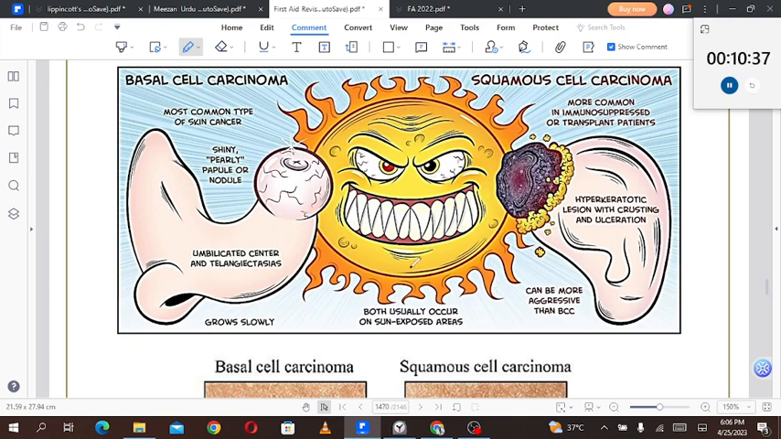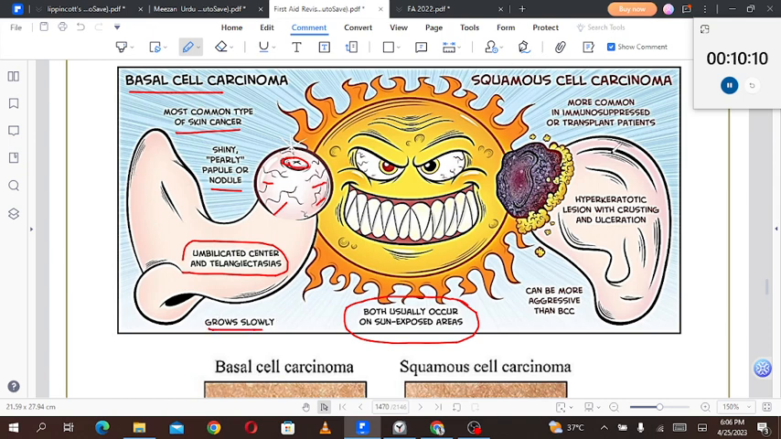Both usually occur on sun exposed areas. The most common type of skin cancer is basal cell carcinoma. Shiny pearly papule or nodule will be present, with an umbilicated center and telangiectasia. As you can see here, there is an umbilicus on the tip of the nose. So umbilicated center and telangiectasia, as you can see in this picture. These are the characteristic findings of basal cell carcinoma, and they also grow slowly.